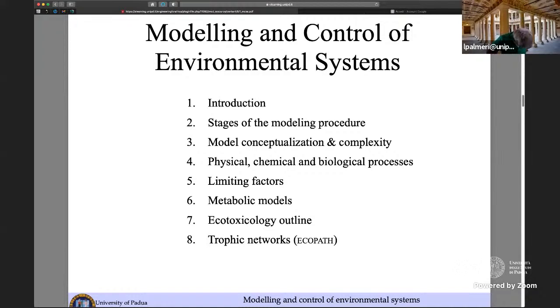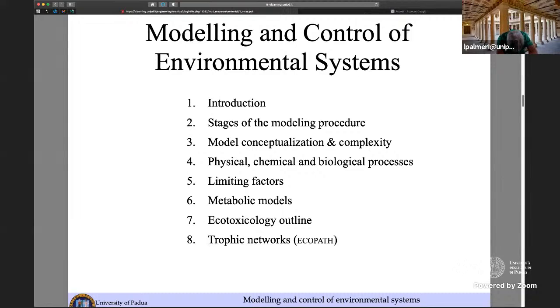So I will try to give you a description or an overview of how we can mathematically describe these physical, chemical, and biological processes. I will give you an overview of what are, according to us, relevant processes in the physical, chemical, and biological realms. And then I will give you a set of tools that may help the environmental engineer to build up a mathematical model of the environmental system.